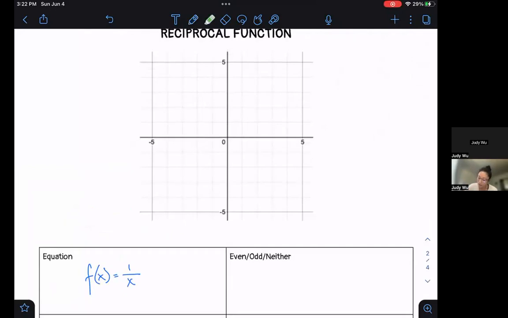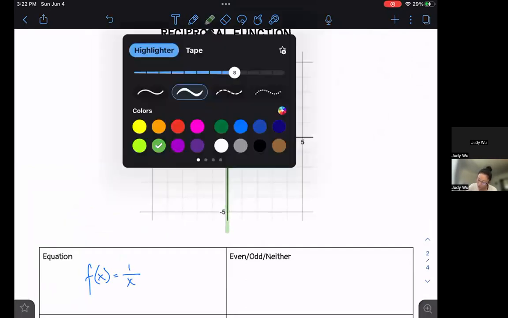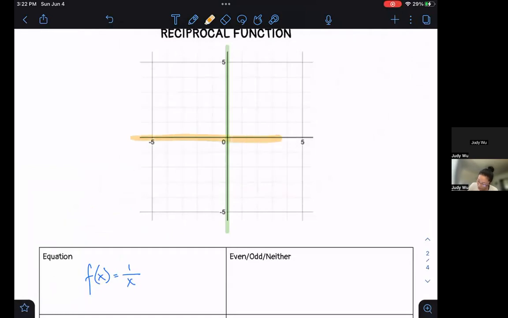And if we were to plot some points, we would find that we still have this situation, as well as this situation. And we would find that the points (1, 1) and (-1, -1) are on our graph. And the rest of the points, I'm going to say, don't matter as much for us. We do want to make sure we get a nice smooth curve here like this. That's one branch. And then we have another branch over here.